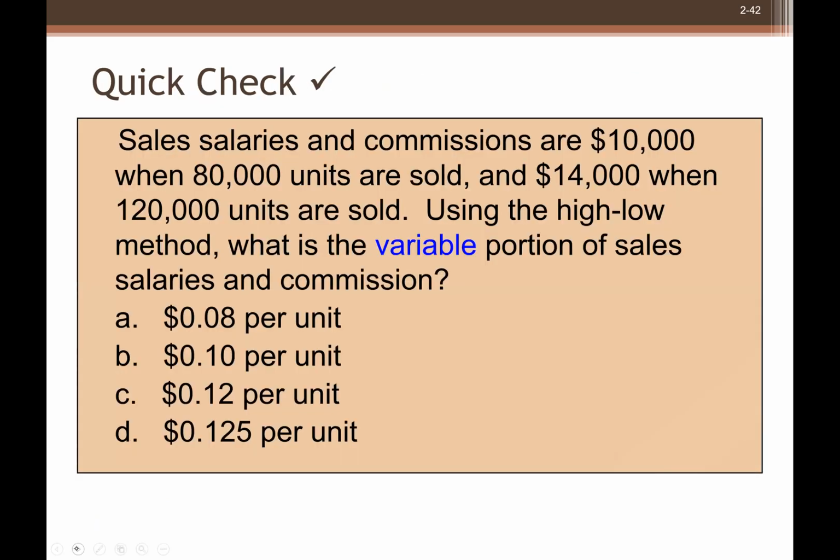So here we go, quick checks. Sales salaries and commissions are 10,000 when 80,000 units are sold, and 14,000 when 120,000 units are sold. Using the high-low method, what is the variable portion of sales salaries and commission? Can you do that? I'm giving you 5 minutes to solve this. Everyone, please. Camila and Stella. Find out.